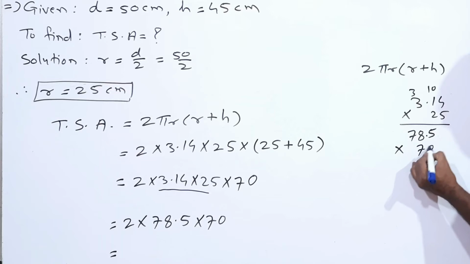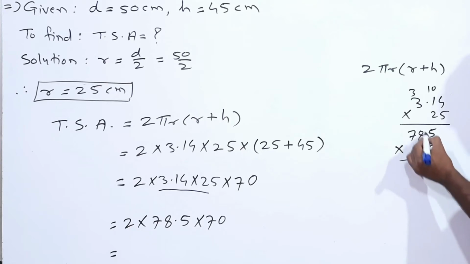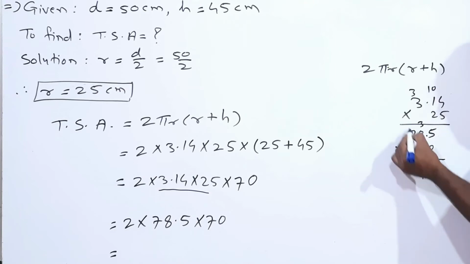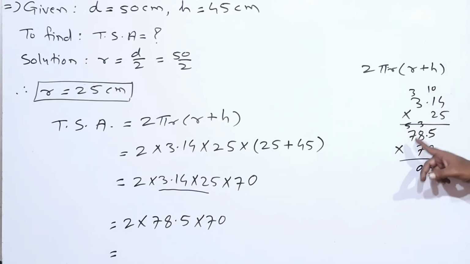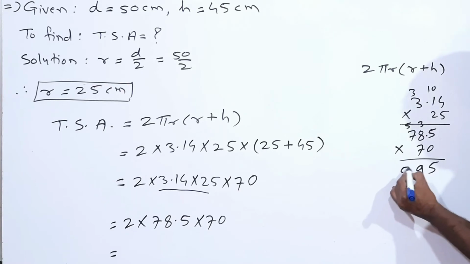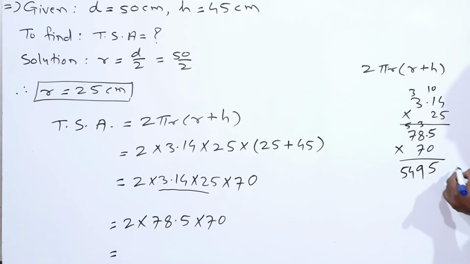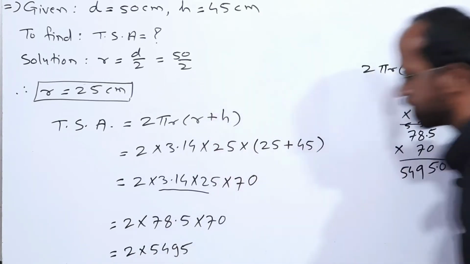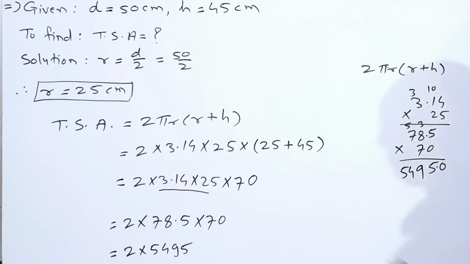78.5 multiplied by 70. 7 fives are 35, 3 carried. 7 eights are 56 plus 3, 59, 9 written, 5 carried. 7 sevens are 49 plus 5, 54. Okay, and the 0 will be at the end, right? There is a total of 1 decimal digit, so I have to give a decimal point over here. So the number is 5495, means 2 multiplied by 5495. This is the total surface area.